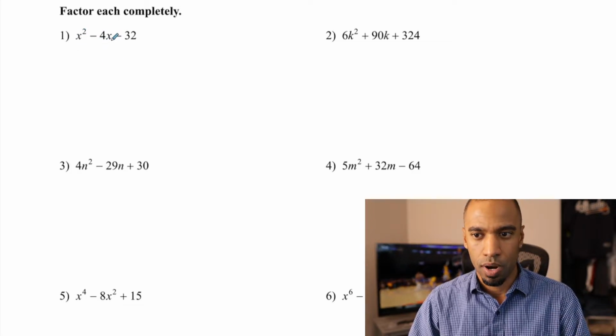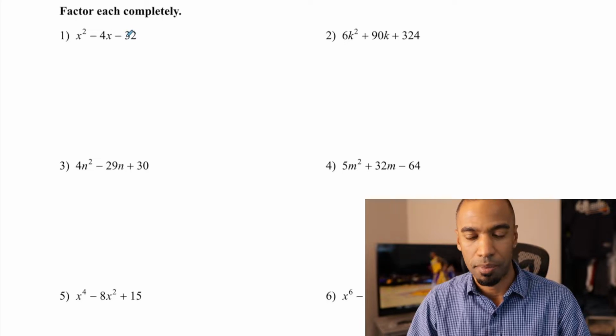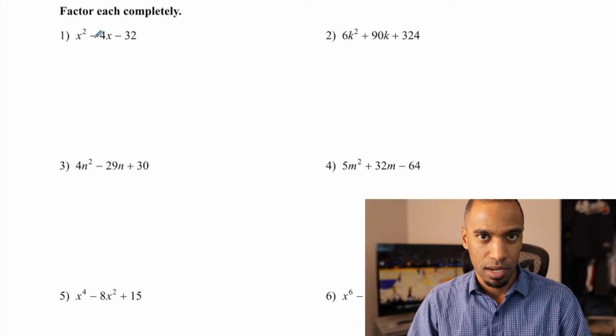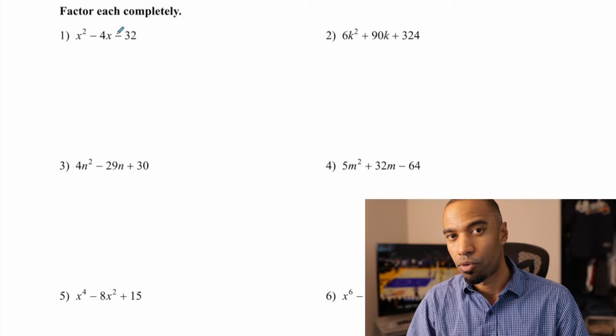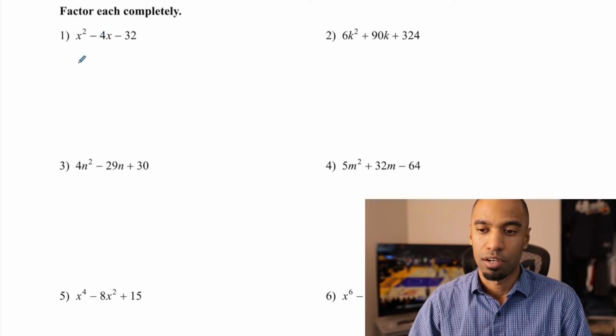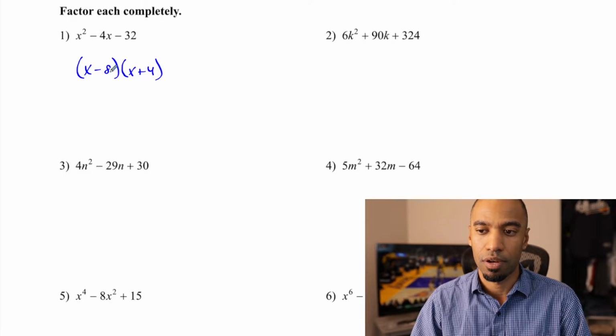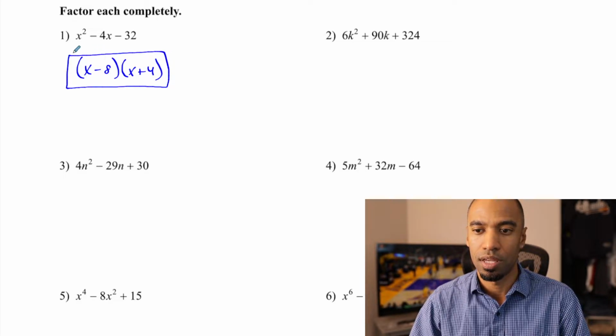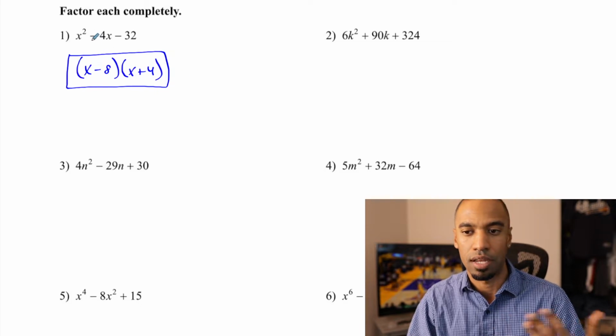I got a 1x squared, which means I'm going to find what two numbers multiply to make negative 32 and add to make negative 4. Well, negative 8 times 4 is negative 32, and negative 8 plus 4 is negative 4. Therefore, it is negative 8 and positive 4. Again, I'm not going to dwell on things that we've done in the past for too long, just kind of reminding you of the idea with the quadratic, what we do there.